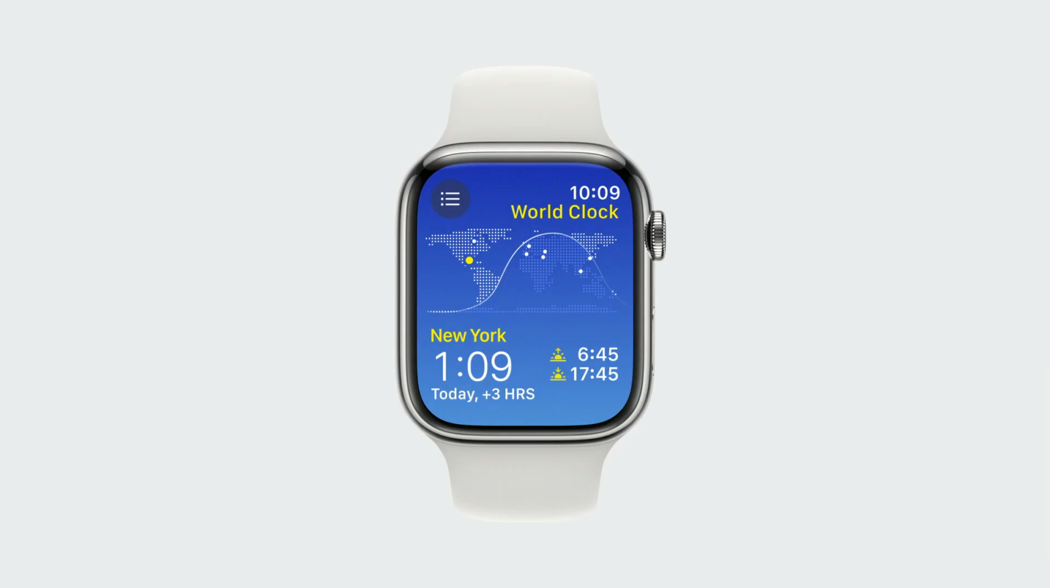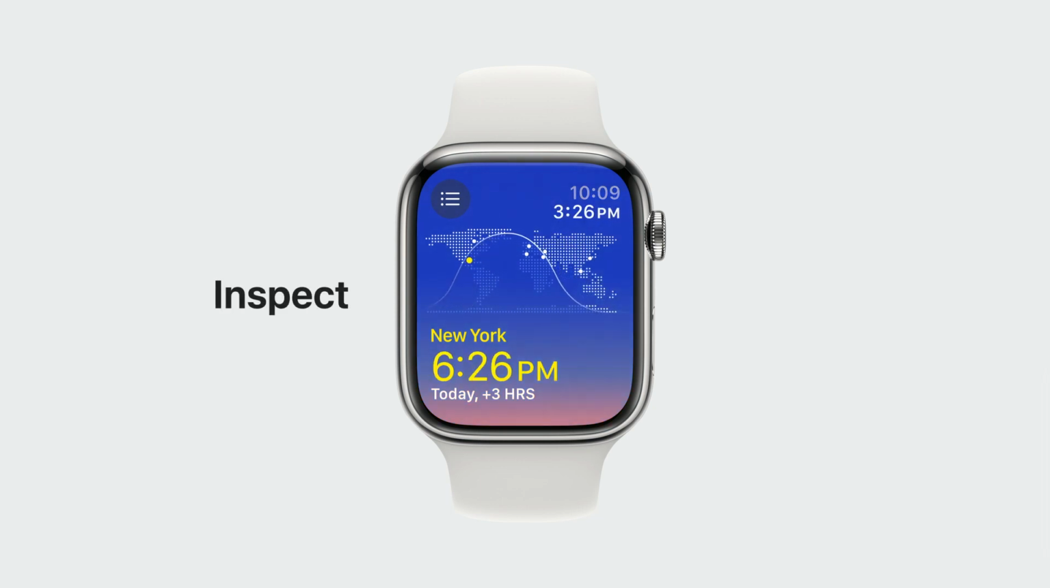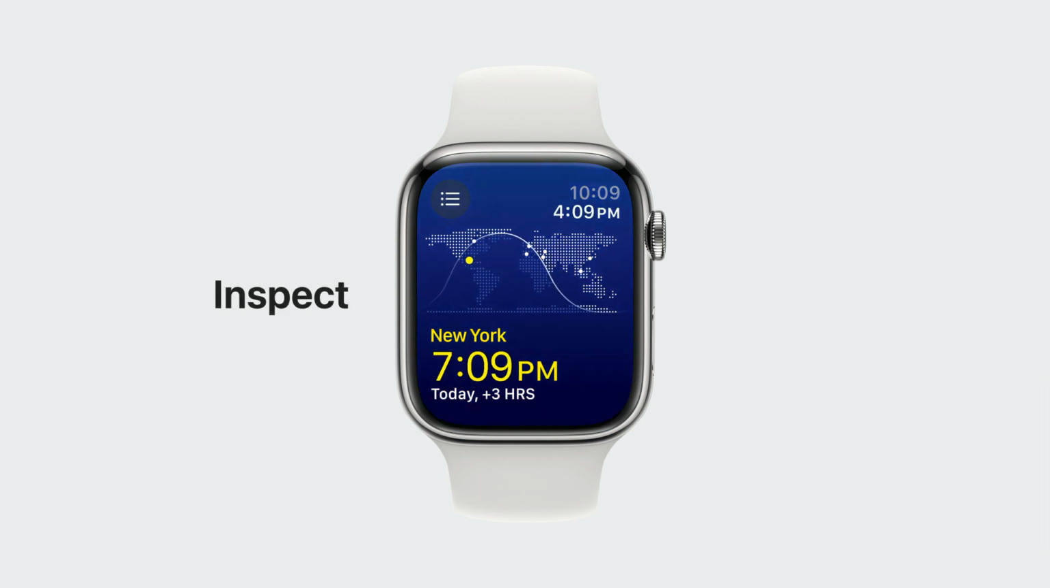In contexts where the digital crown does not need to navigate lists or between pages, it is a fantastic tool to inspect data in your app. In World Clock, rotating the digital crown advances the time of day at a selected location, allowing users to compare various times of day to their current time.